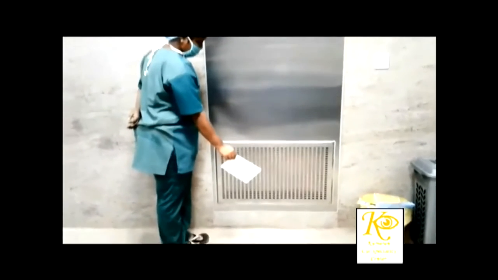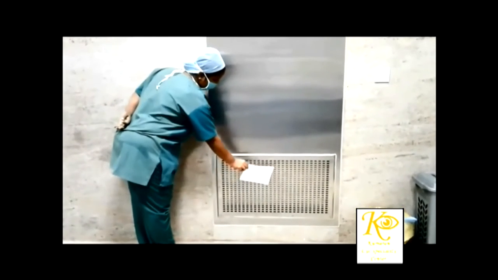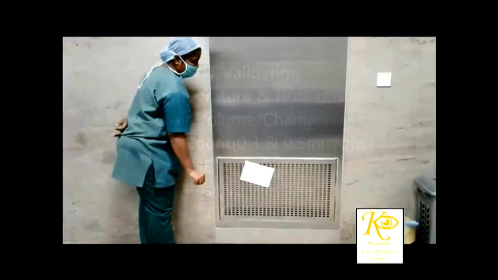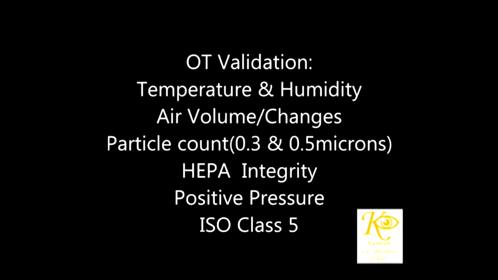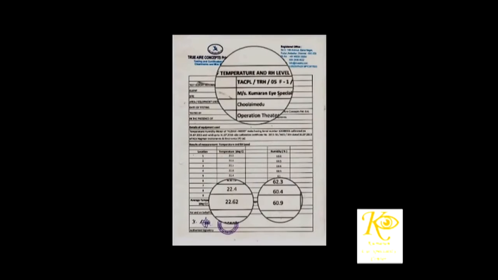This is a small video which shows the flow with which the air is sucked out of the theater, and an A4 size paper is being held onto the grills. Finally, the operation theater is validated for all the parameters of temperature, humidity, and also the particulate count to finally reach the class 5 standards.